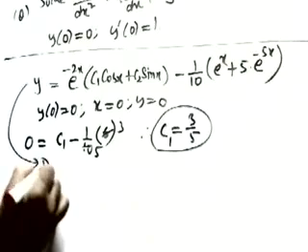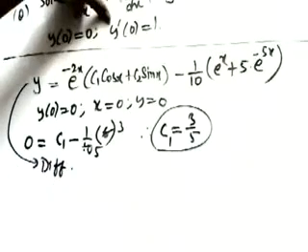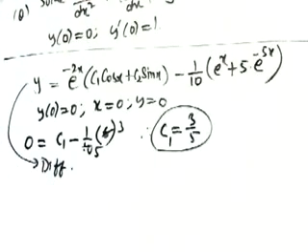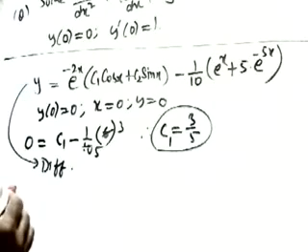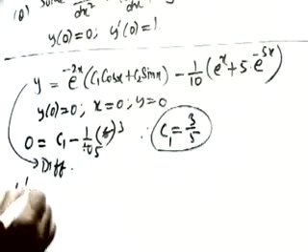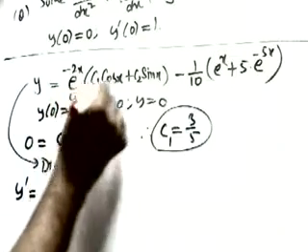So we got c1. Next we have to differentiate this, because to use this condition we need y dash. Y dash means differentiation. So first differentiate this one, y will become y dash. Differentiating.